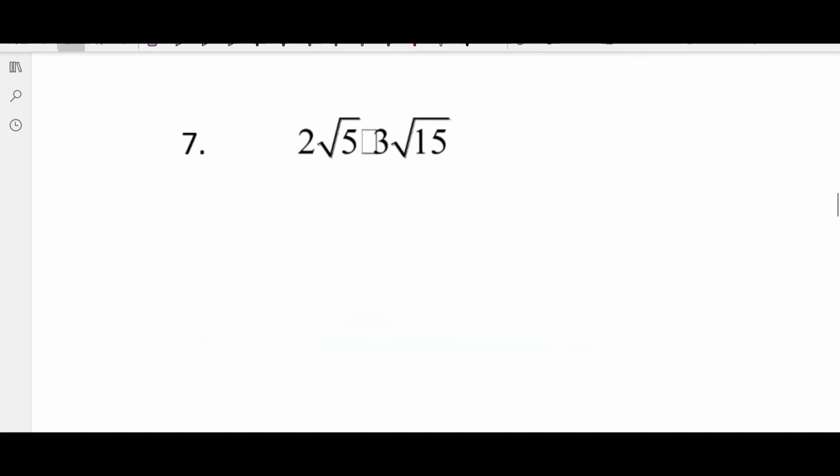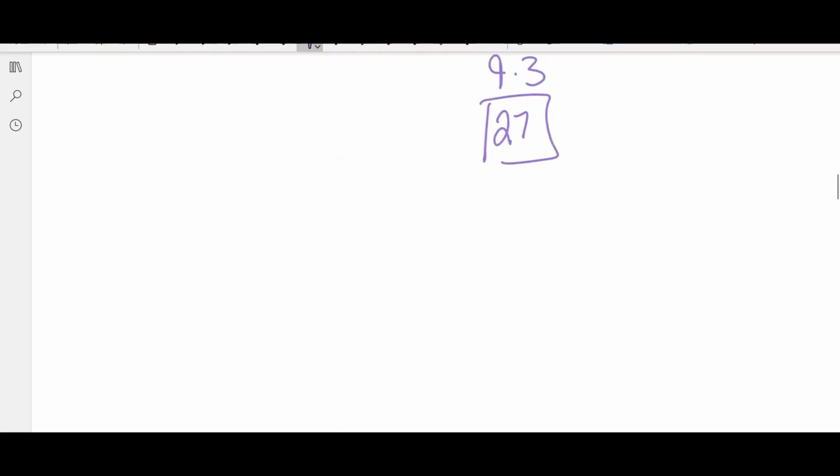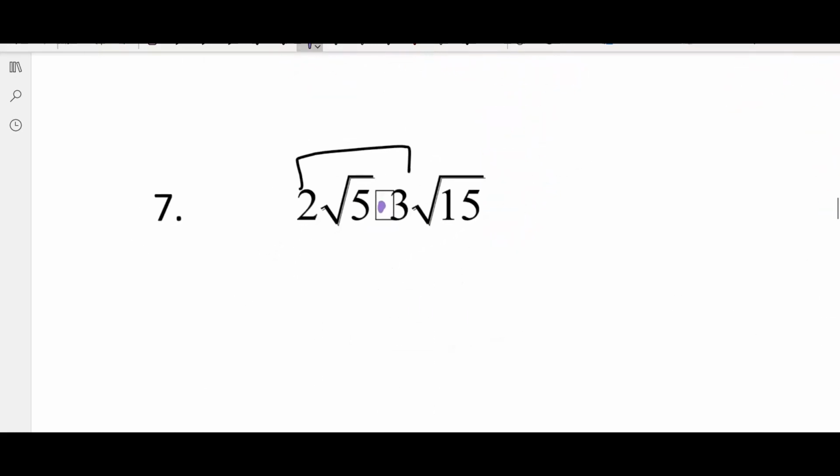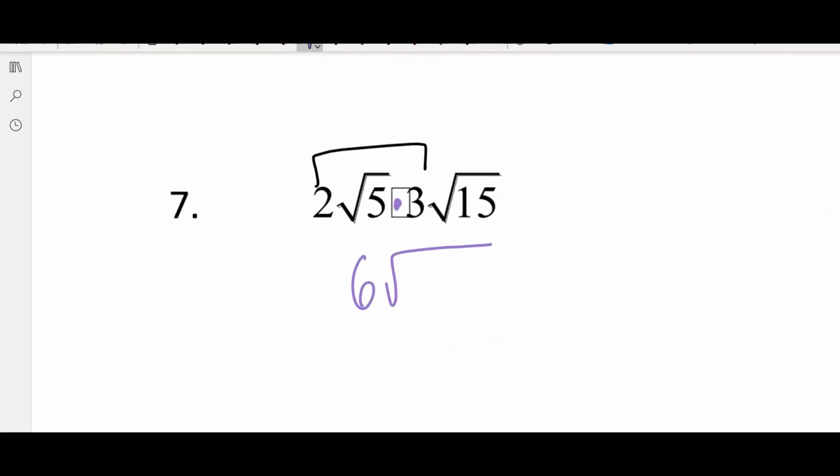All right, the next one, number 7, this is actually supposed to be a multiplication symbol here. So in this one for number 7, we're going to multiply the 2 and the 3. So 2 times 3, we're going to get 6. Square root of 5 times 15. 6 square root, 5 times 15 is 75.